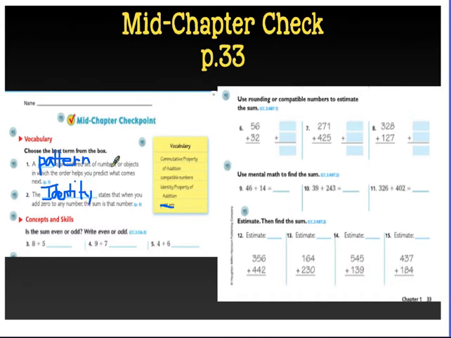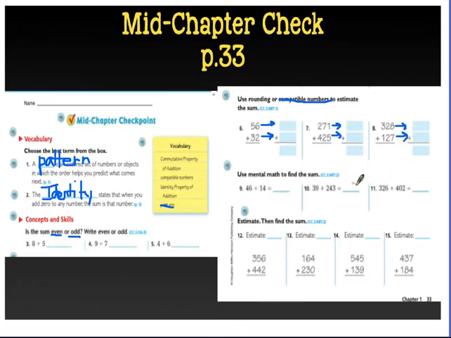Now, the next questions ask, is the sum even or odd? Right? Even or odd. So you're going to add these, and then you're going to put the sum, and you're going to write the word even or odd. Over here, we are just going to round. So this is going to round to the nearest tens. This is going to round to the nearest hundreds, and then we're going to find the sum. This is going to round to the nearest hundreds also.